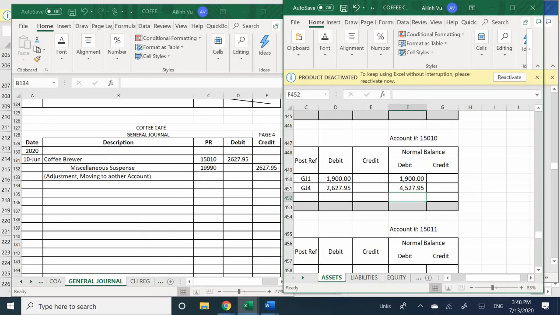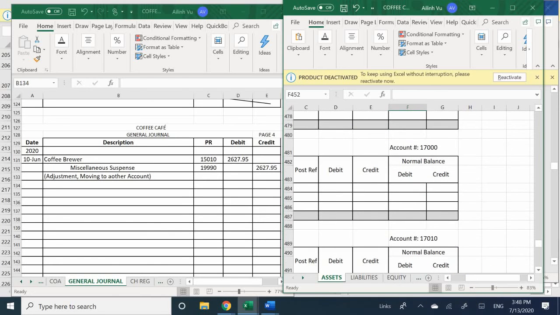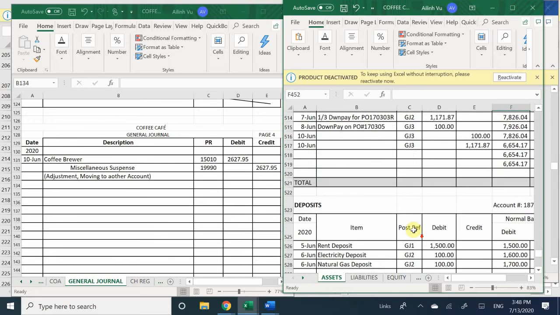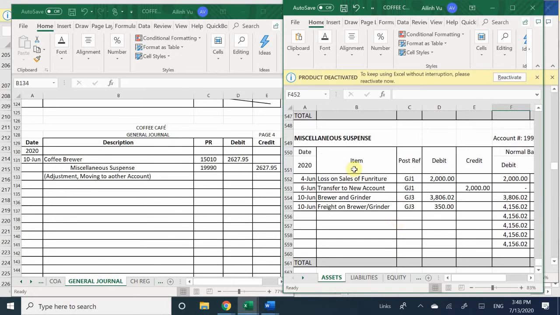All right. And then I'm going to go ahead and take that same exact amount out of my miscellaneous suspense, which should be the last thing on page 16. 16, was it? Yeah, that's what it is, 16. Okay.